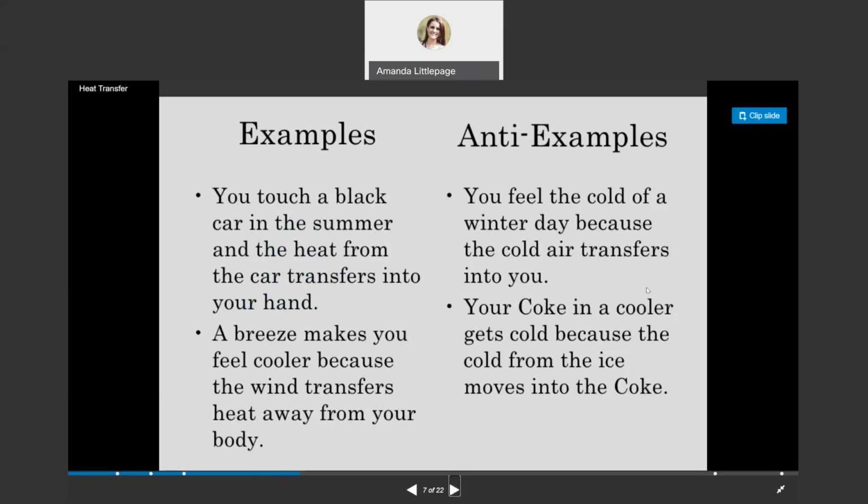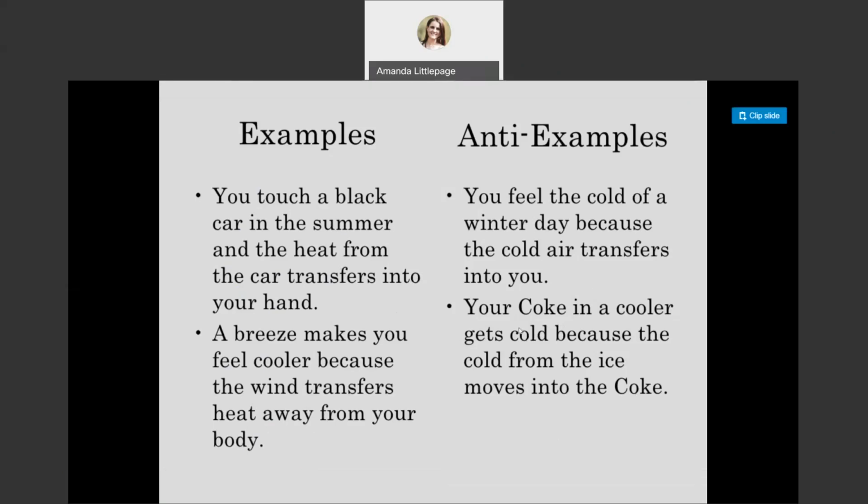These two would be poor or anti-examples. So notice the difference here. This talks about how you transfer heat energy from warm to cool. And in these examples, you're moving from cool to hot. But as we just learned on the previous slide, warm is what moves, not cold. Coldness doesn't move.